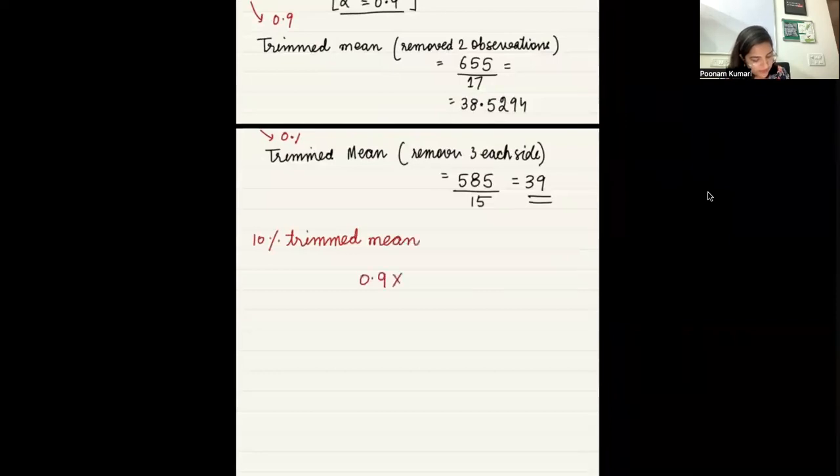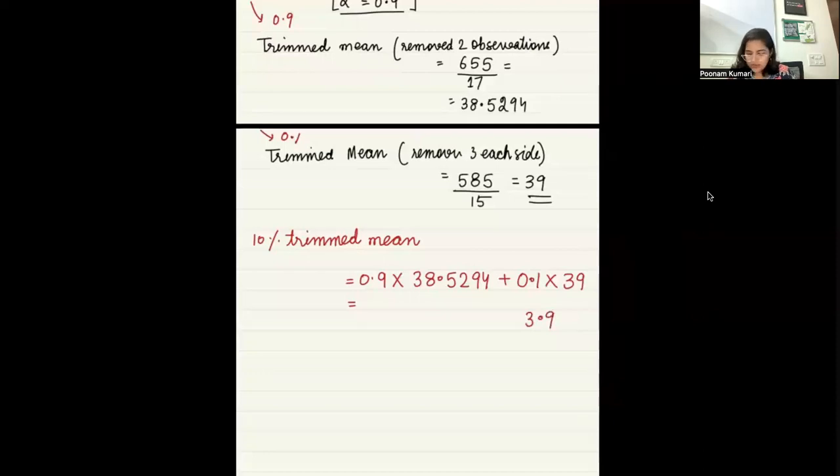0.9 times 38.5294 plus 0.1 times 39. Whatever that is, your 10% trimmed mean. Okay. So what is this now? 39. So this is anyways 3.9.